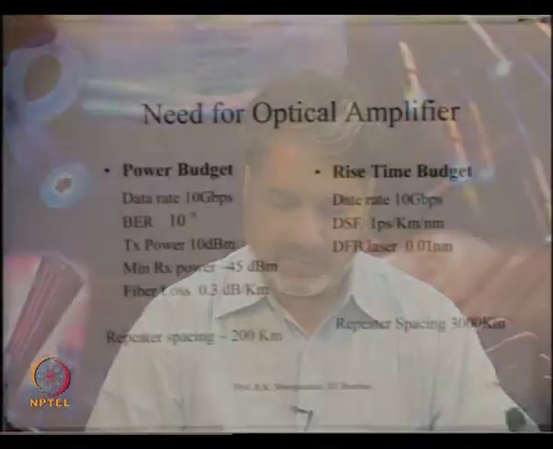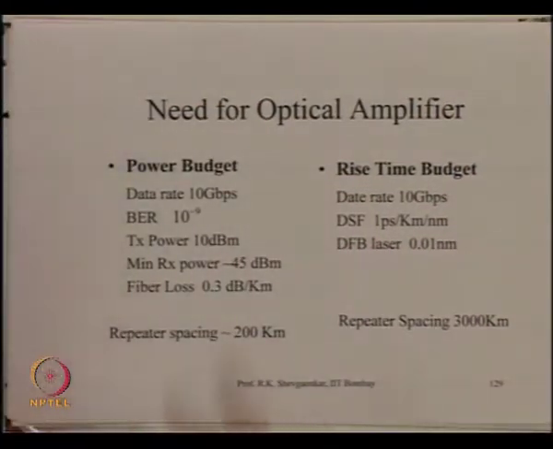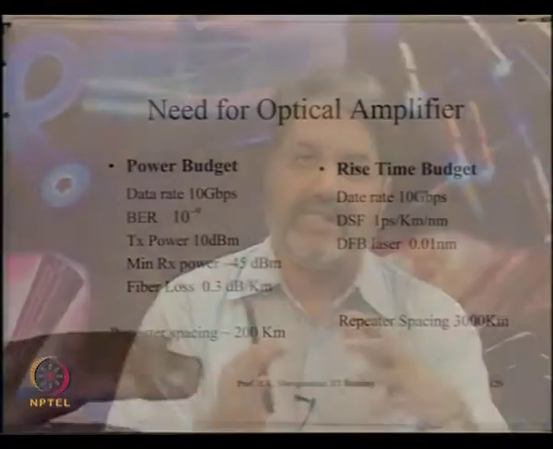So let us take the first device we need, the optical amplifier, and let us go back to our original discussion of the fiber optic link design. Let us do a simple calculation. You remember when we talked about the link design, we had two aspects. One was the loss in the optical fiber, and the other was the pulse broadening in the optical fiber.